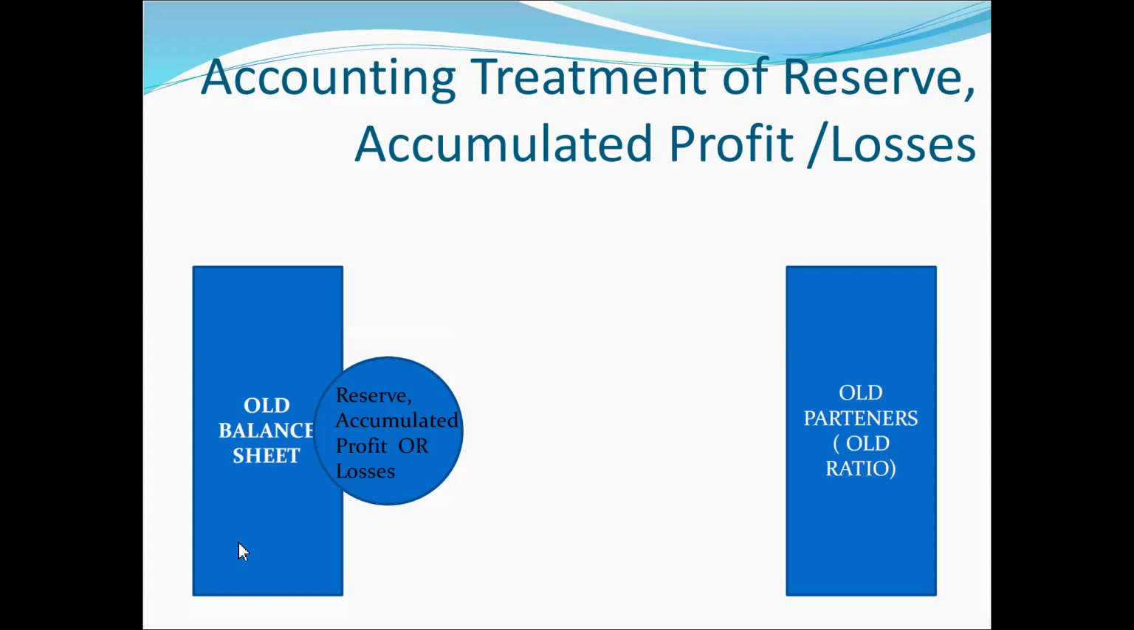See the picture. In the old balance sheet, reserve and accumulated profit or loss: these all three items come under the old balance sheet, old partners, old ratio. These all items you have to share among the old partners in the old ratio. What are the reserves, accumulated profit or loss? These two items you are going to share among the old partners in the old ratio.